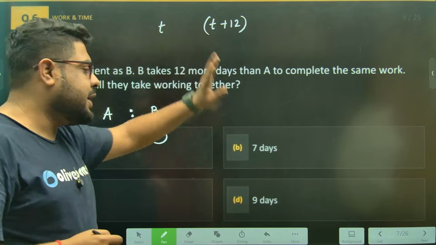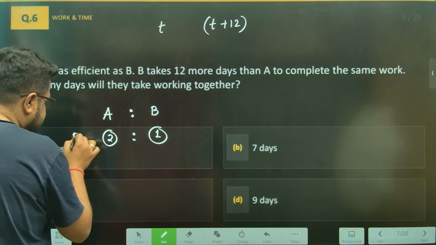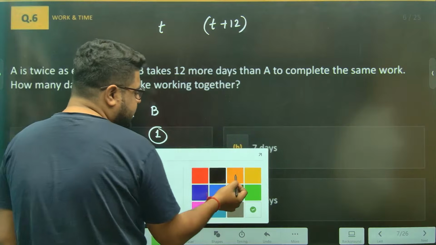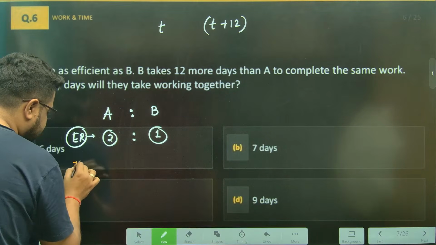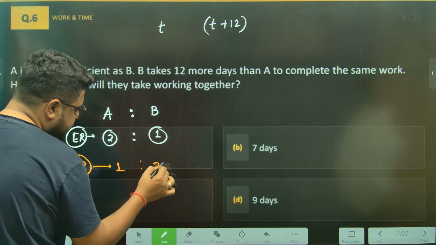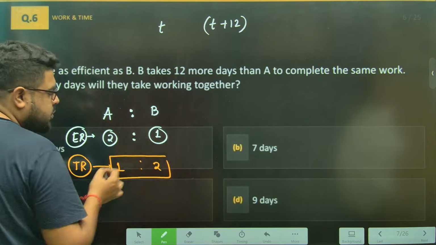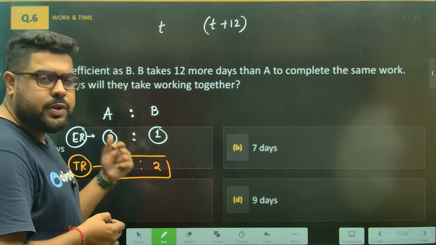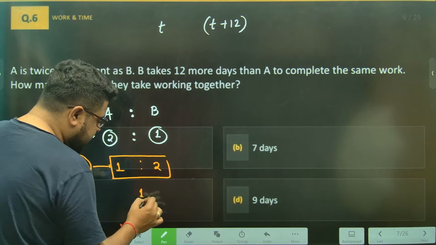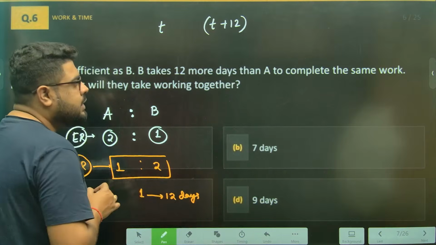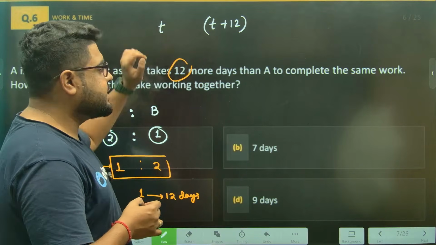Another, the shorter way will be, sir, this is given as efficiency ratio. Figure out the time ratio from here. So time and efficiency are inversely proportional, so the ratio will be opposite. A takes 1 unit, B takes 2 units. So B takes 1 unit more time. The difference is 1 unit, that is given to you as 12 more days.